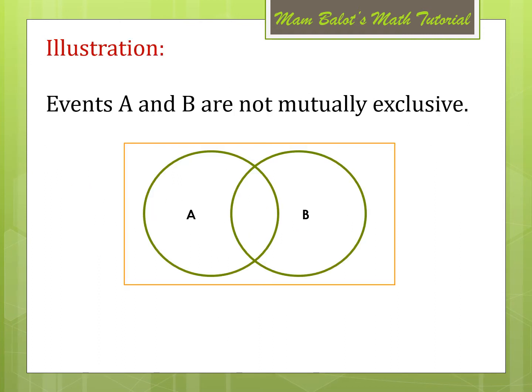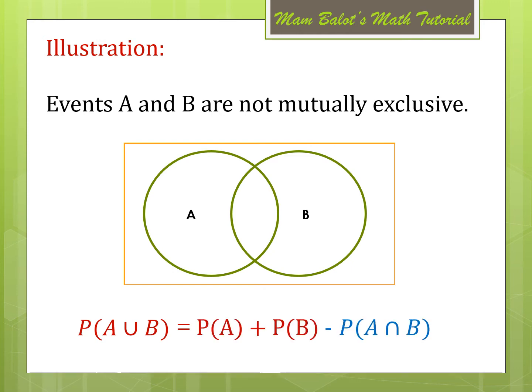Now let's look at events which are not mutually exclusive. If you observe in the illustration, we have the intersection of sets A and B, so this is not a mutually exclusive event. To compute its union, the probability of A union B is equal to the probability of A plus the probability of B minus the probability of their intersection. We subtract the intersection because we have counted this part twice since they overlap. That's why we subtract the other one.